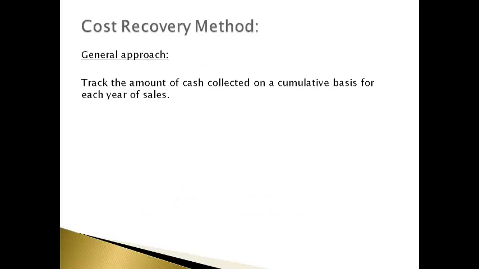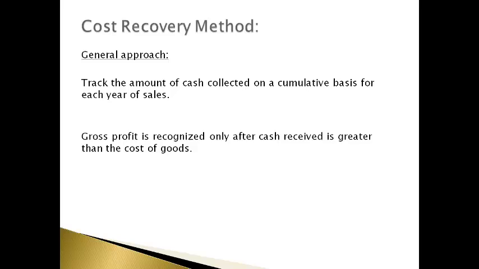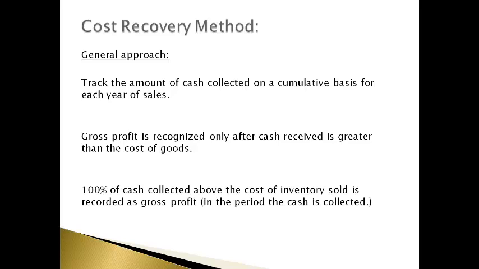The company must keep track of how much cash has been collected on a cumulative basis specific to each year of sales. All cash collected above the cost of inventory sold is recorded as gross profit in the period the cash is collected. No profit is recognized when less cash has been received than the cost of the goods.